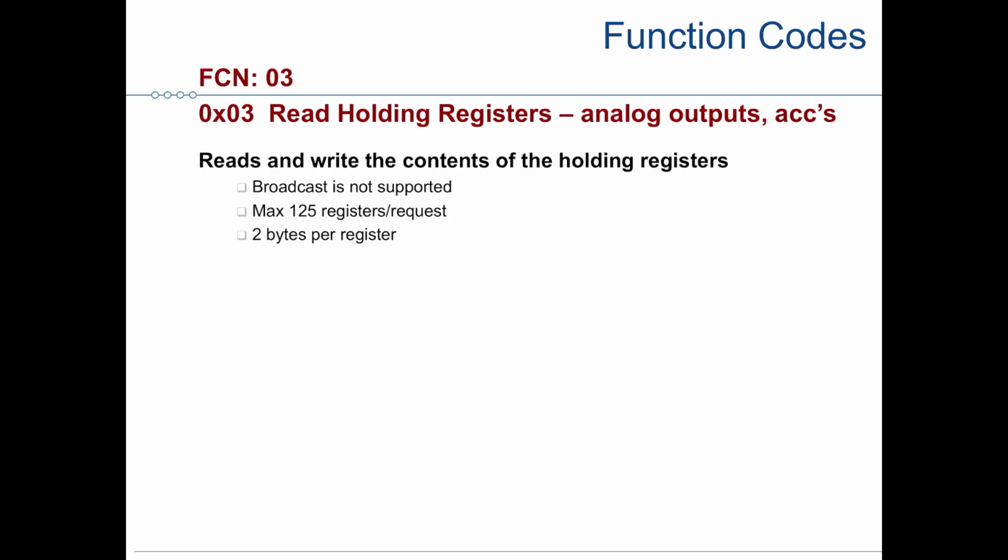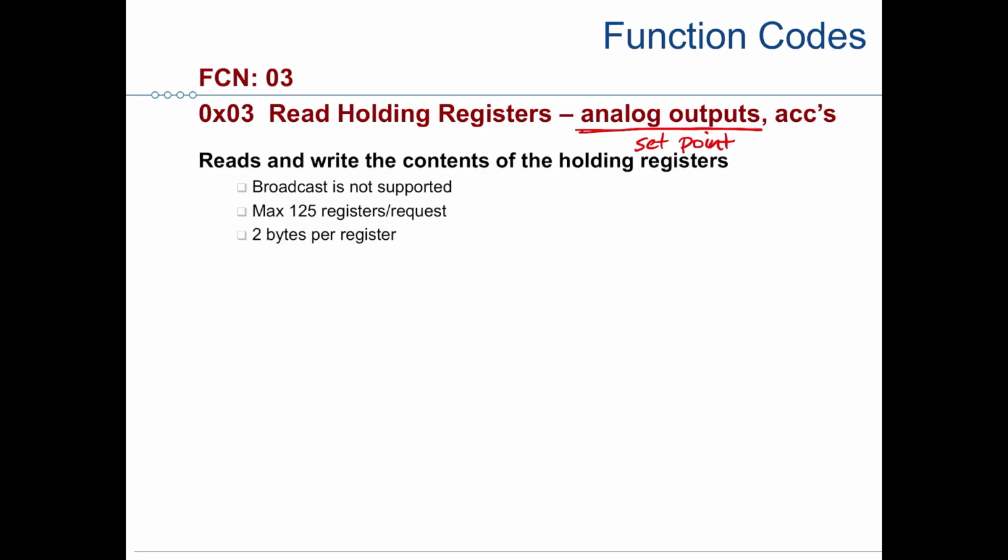Okay, function 03 then is something called read holding register. And when we read a holding register, what we're doing is looking at an AO or an analog output, and it's also sometimes called a set point. So we're reading a set point. What was the set point value for pressure or temperature or motor RPM? We're reading a value in an output register.